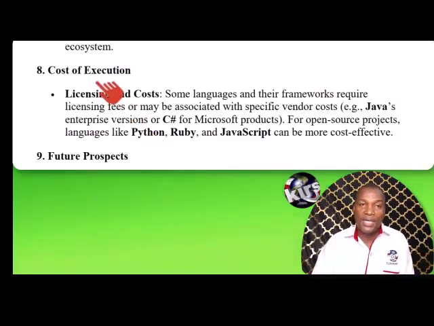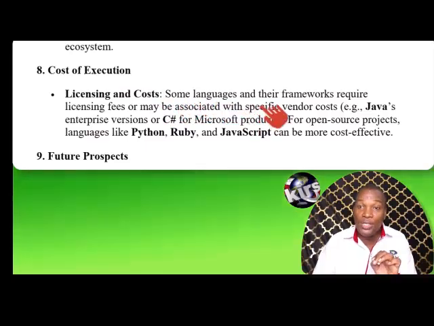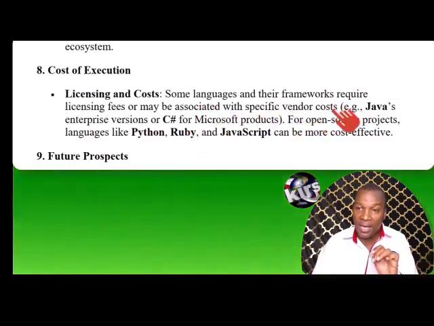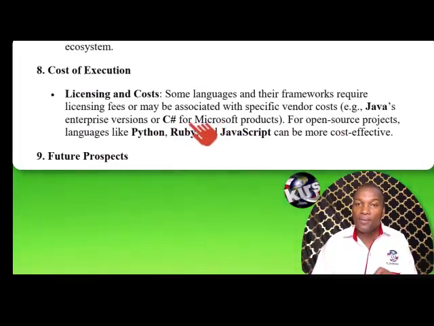Then we have number 8, cost of execution. Licensing and costs. Some languages and their frameworks require licensing fees or may be associated with specific vendor costs, e.g. Java's enterprise versions or C# for Microsoft products. For open source projects, languages like Python, Ruby, and JavaScript can be more cost effective.